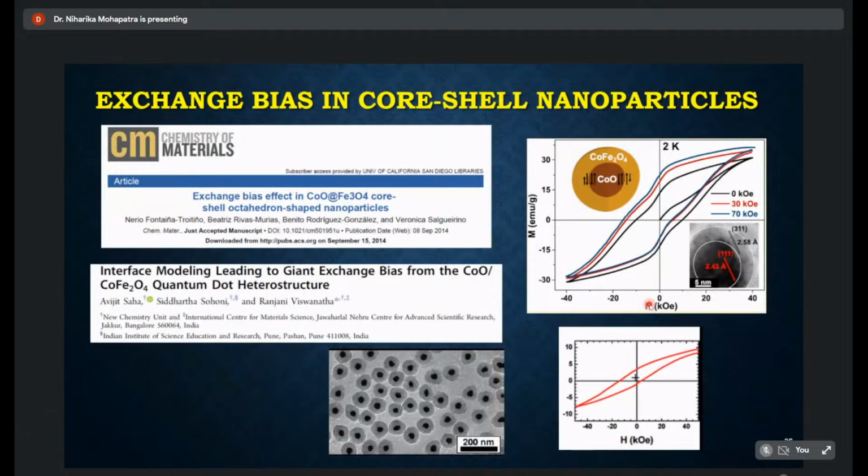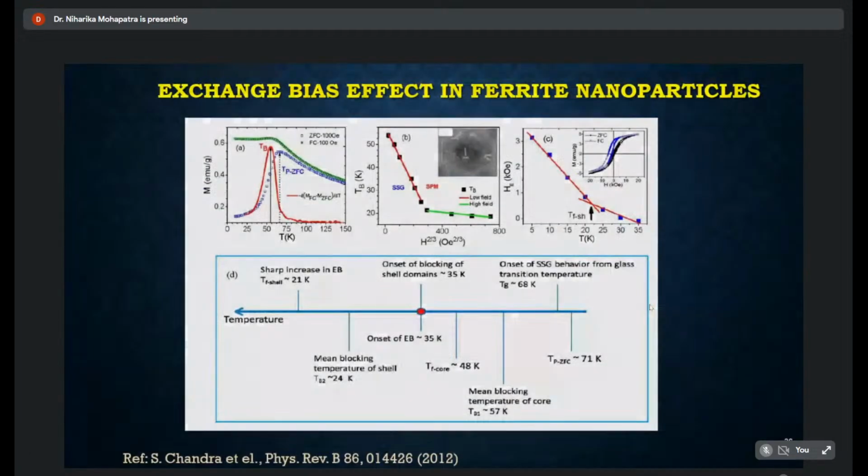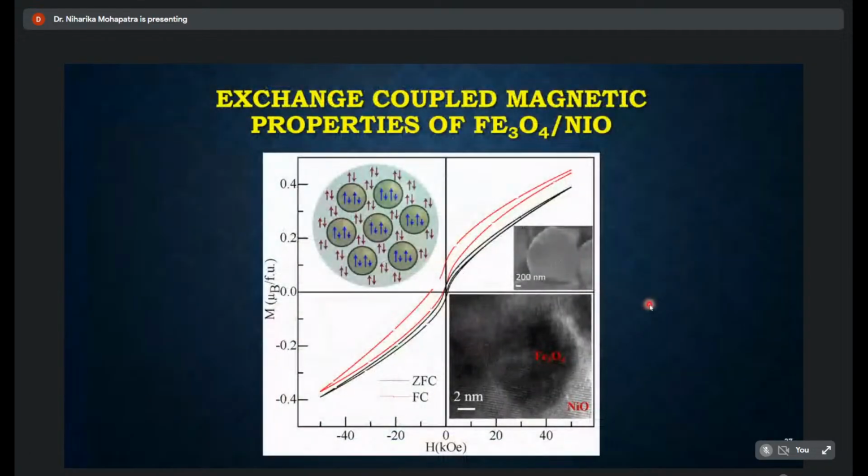So now I'll come to particularly the system which we have studied. I'll skip this one. Our system is the bimagnetic system where we have combined Fe3O4 with nickel oxide. Nickel oxide is an antiferromagnet and Fe3O4 is a ferrimagnetic system. So this is a schematic of the overall result, but I will tell you the details. First, we synthesized the material by a very simple hydrothermal method.